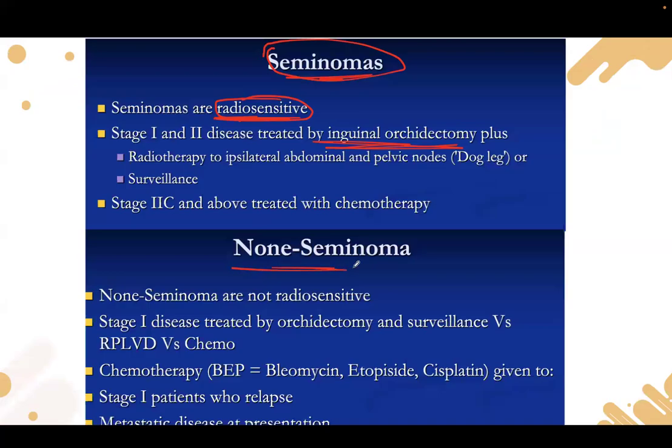However, non-seminoma tumors are not radiosensitive, so radiotherapy is not very effective in them. What would we do in this case? We can do orchidectomy, and we can also do chemotherapy. This is for the non-seminoma. So make sure to differentiate between seminomas and non-seminomas.